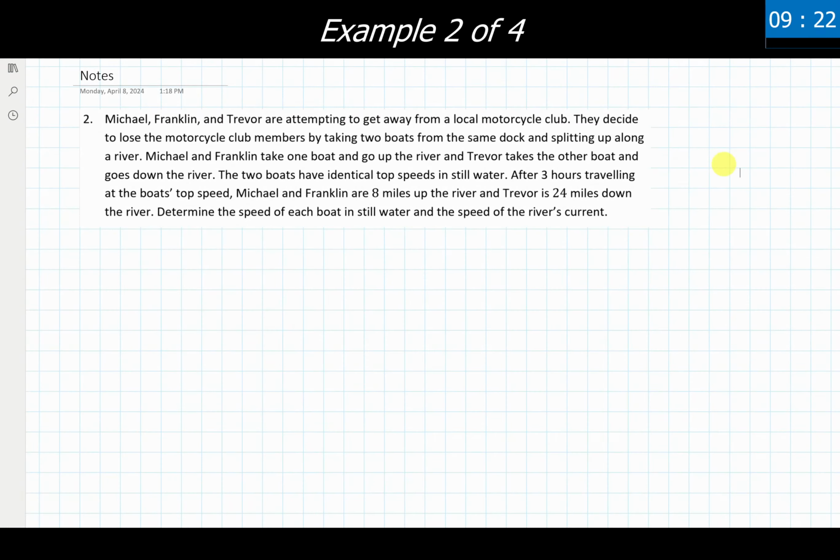In our second example, we are told Michael, Franklin, and Trevor are attempting to get away from a local motorcycle club. They decide to lose the motorcycle club members by taking 2 boats from the same dock and splitting up along a river. Michael and Franklin take 1 boat and go up the river, and Trevor takes the other boat and goes down the river. The 2 boats have identical top speeds in still water. After 3 hours traveling at the boat's top speed, Michael and Franklin are 8 miles up the river, and Trevor is 24 miles down the river. Determine the speed of each boat in still water and the speed of the river's current.